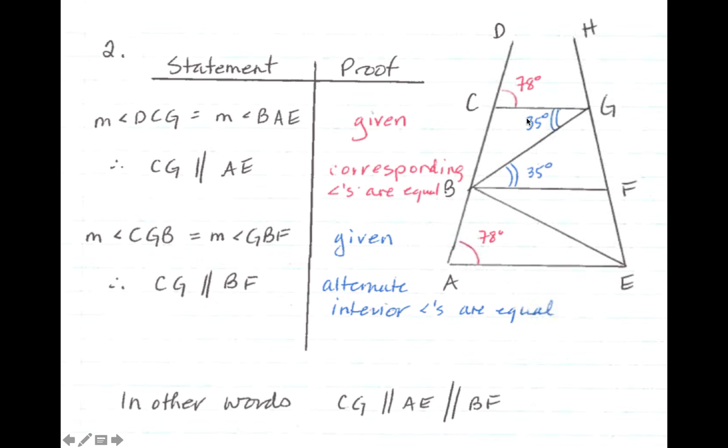Then we go on to the next one, angle CGB, so this little 35 is the same as GBF, this little guy, and that is given to us on our diagram. And since those are equal, then this line CG is parallel to this one, BF, and the reason is that alternate interior angles are equal. So in other words, if we put this all together, I could have said at the bottom, therefore, CG is parallel to AE is parallel to BF, and the reason is transitive property, or you could say substitution, but we have proven that all of those lines are parallel.